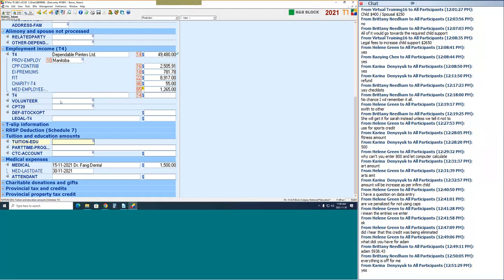This is tricky, but we still have a lot of data entry to do. I'm going to take a 5-minute break here. We're going to come back at 11:15, and we're going to jump into student income next.